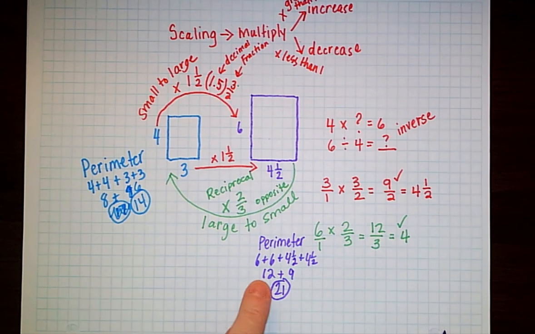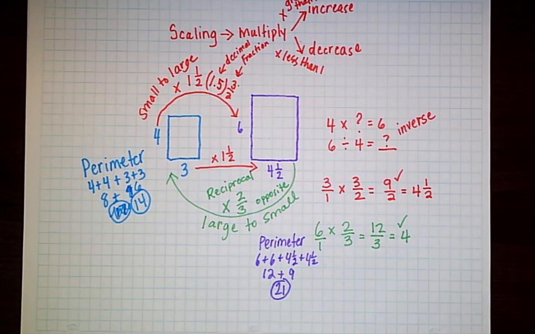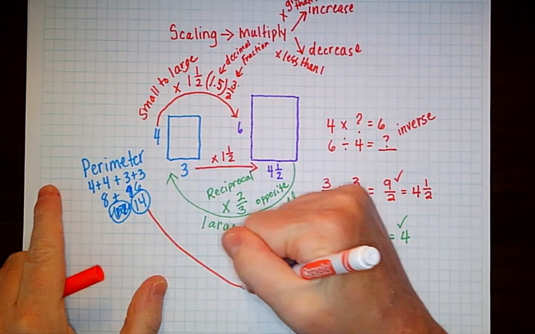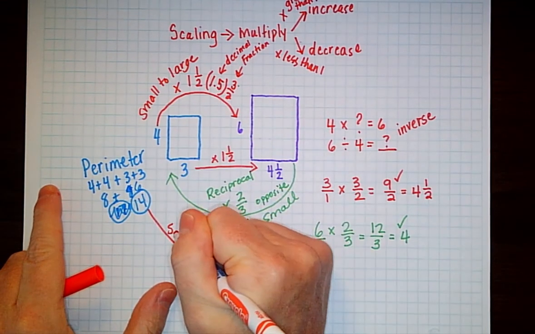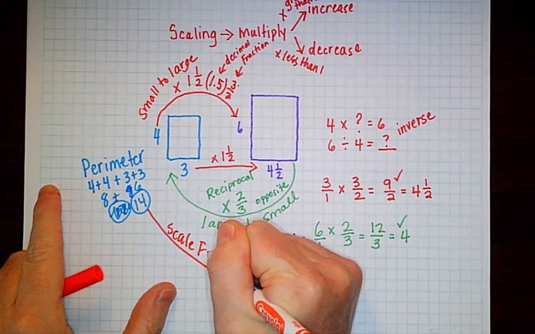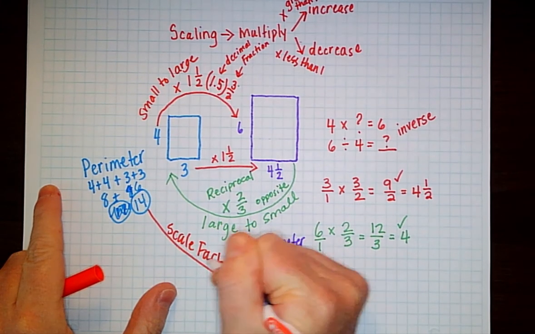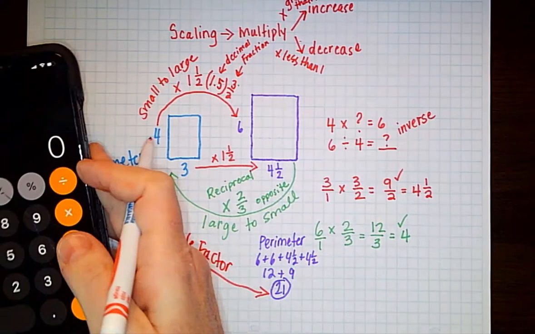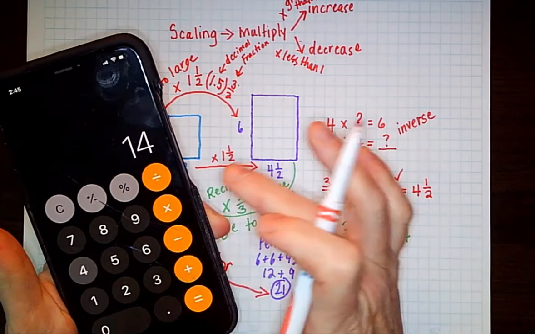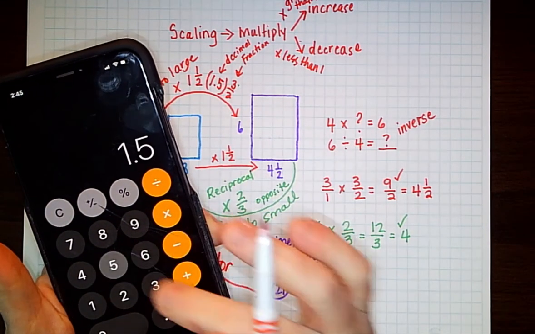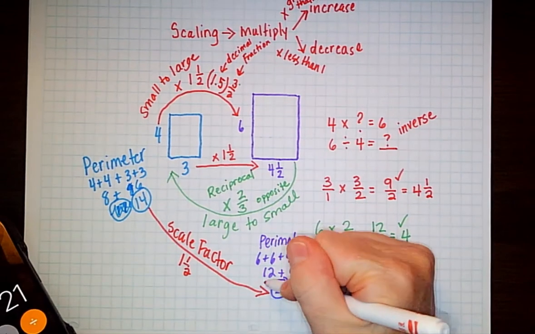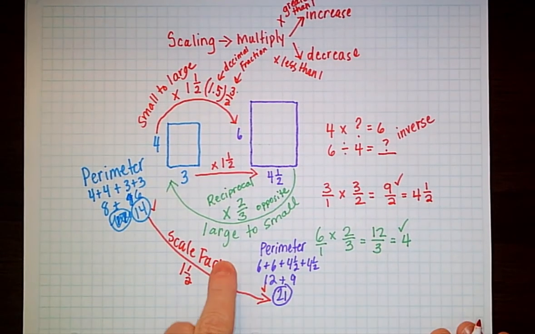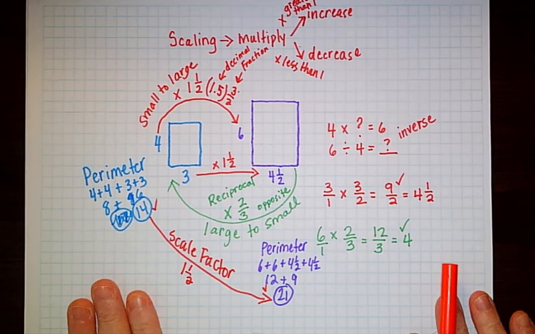Notice the perimeter times the scale factor, 1.5, is 21. So let's test it out: 14 times 1.5 is 21. Check. So perimeter follows the same scale factor. But what about area?